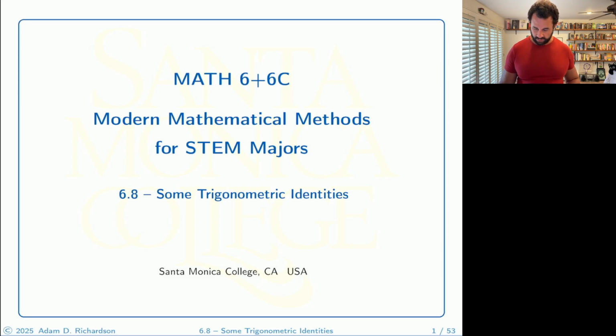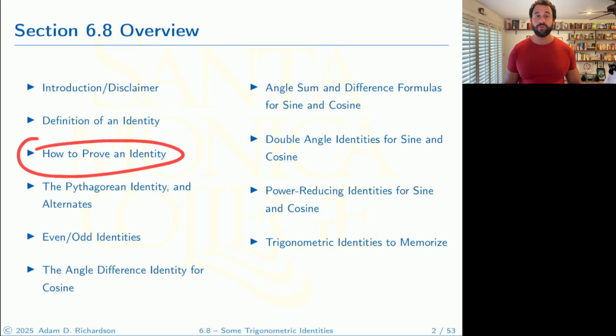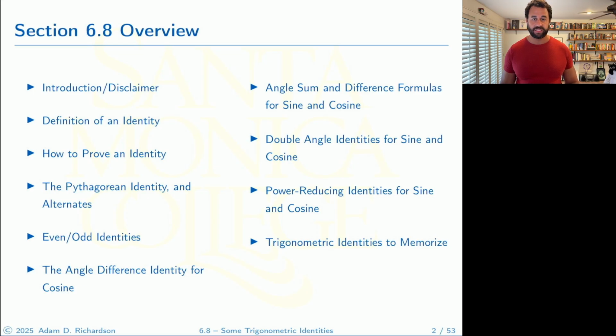All right. So first thing I want to do is go through the overview. I'm going to begin with a little bit of an introduction and a little bit of a disclaimer about this section and about just how many trigonometric identities there really are. Then we're going to talk about the definition of an identity. We're going to talk about how to prove an identity. We're going to do a lot of proofs in this section. This is the section where you have to basically prove a whole bunch of identities.